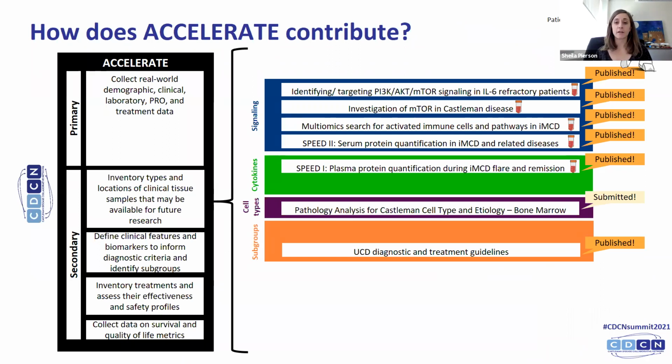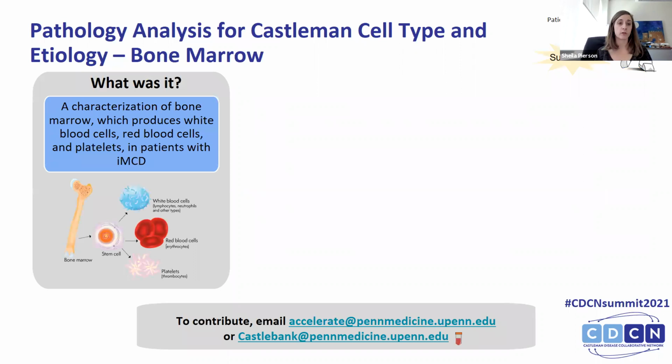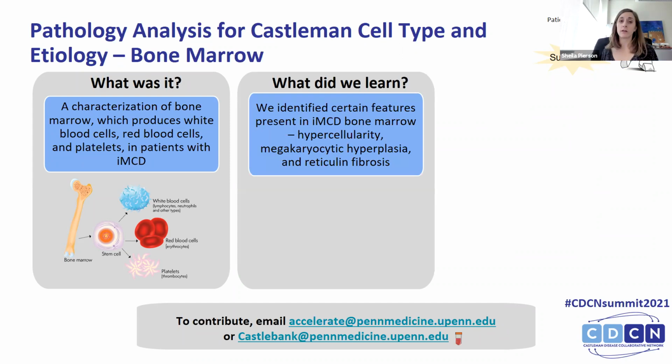And then the last study that I'll talk about, that was submitted and that we recently got very good feedback on, is about cell types in bone marrow. So this was actually a characterization of bone marrow, and bone marrow produces different cells like white blood cells, red blood cells, and platelets. And we looked in the bone marrow of patients with IMCD. And so we actually learned that there were certain features present in IMCD bone marrow.